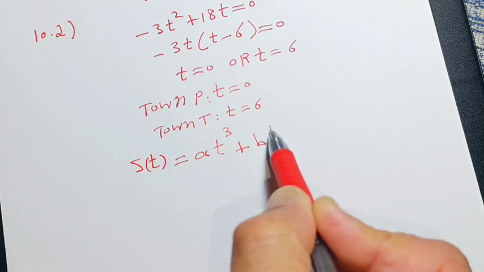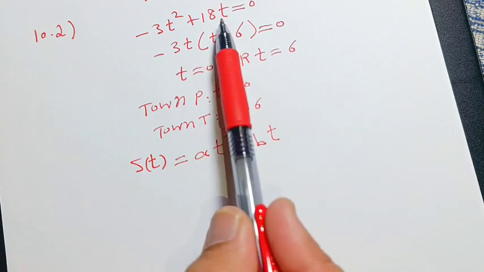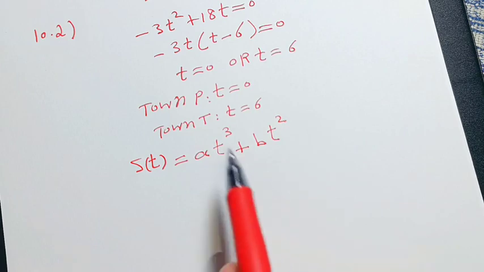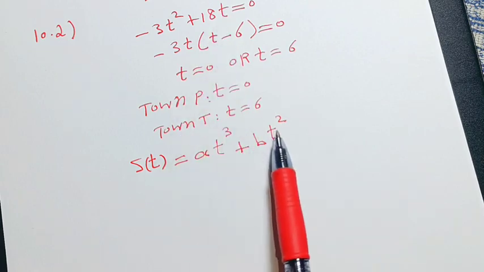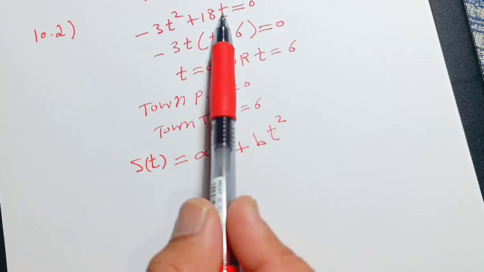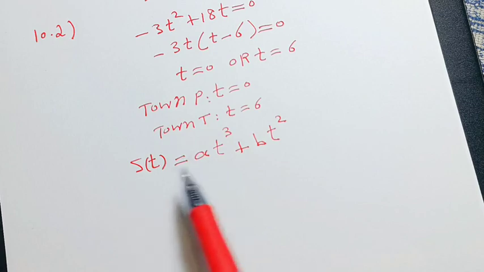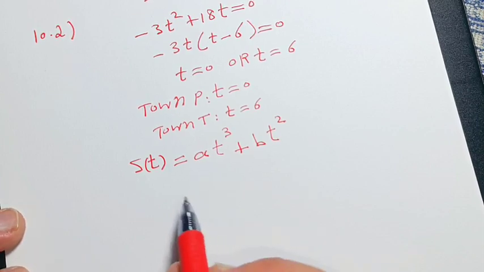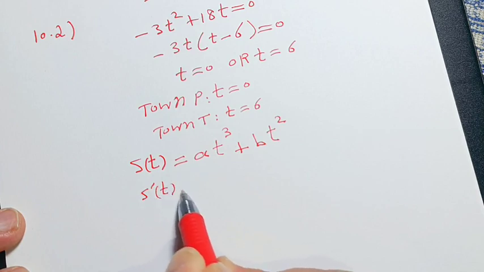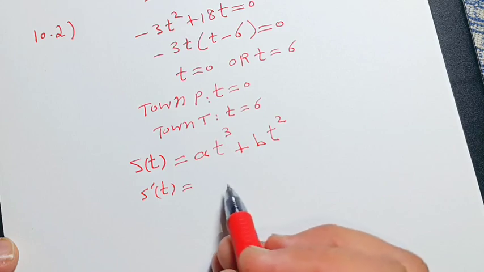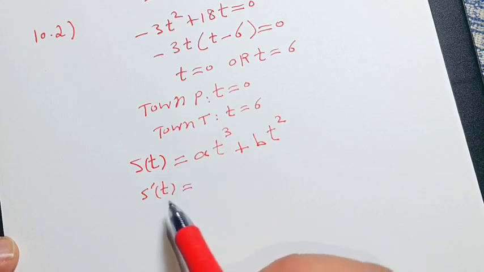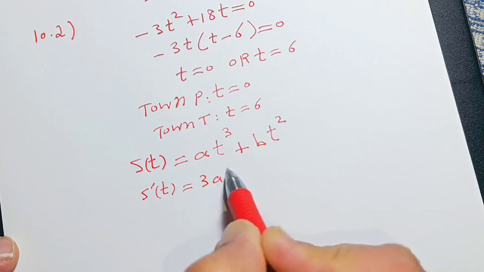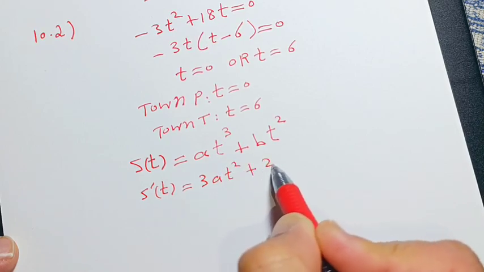Plus bt square. Why do I say bt square? Because if I have t here in the derivative, there must be t square in the original. So that's why I got t only to power 1. This is my original function. Now I'm going to equate the coefficients. If I take the first derivative of this function, it is going to be 3at square plus 2bt.